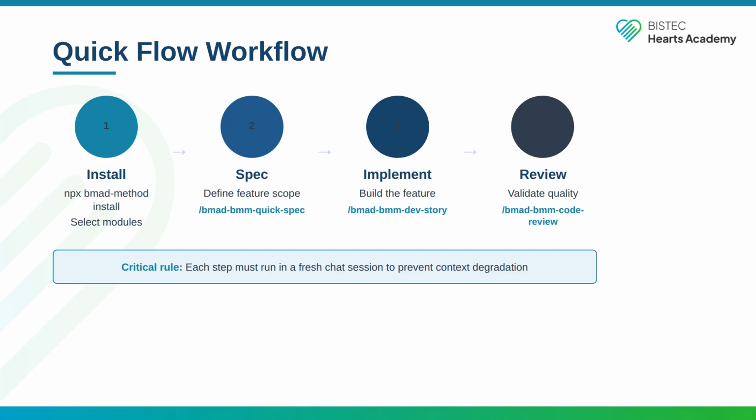Step 2, spec. Open a fresh chat and run the quick spec command. Define your feature scope, acceptance criteria, and technical approach. The output is a tech spec document that guides implementation.